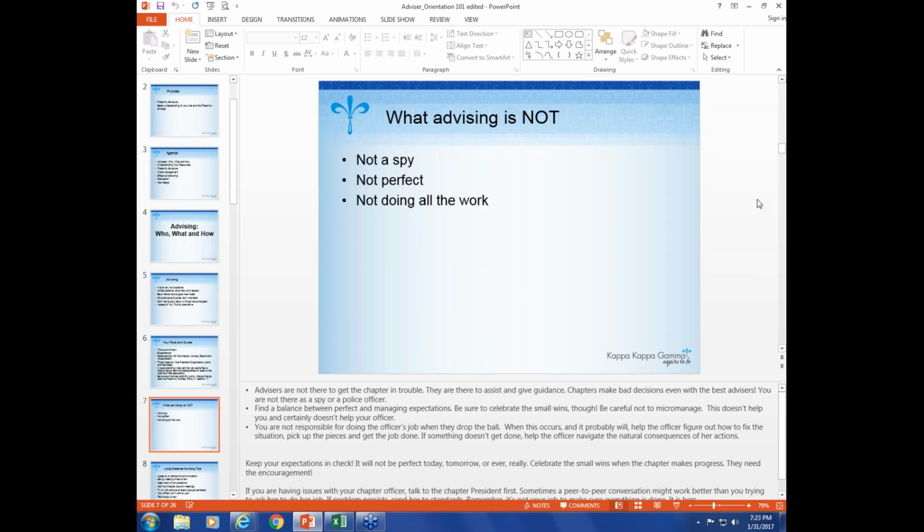So what advising is not. And we put this in here because we want chapters and advisory boards to have a good relationship. And sometimes you might have a group of officers and they're sort of like, why are these women all around us all the time? So you have to be the one to take the initiative and help them understand you are not a spy. You are not there to get them in trouble, but you are there to assist and give them guidance and to help them make the best decisions.